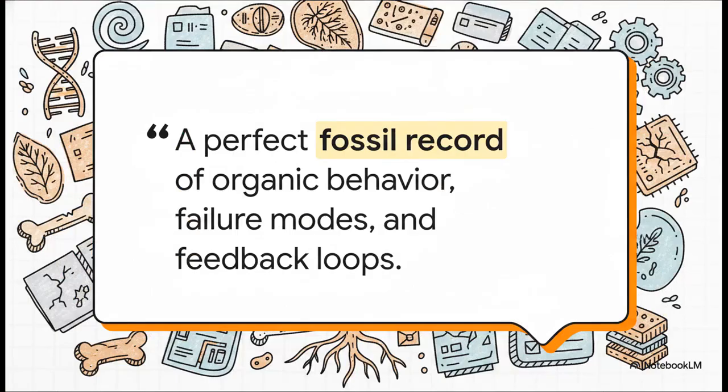Now, usually, we tend to think of archaic system logs or old chat histories as just digital exhaust, right? Like useless byproducts of an active system. But the empirical historian AI completely flips that idea on its head. It actually frames this legacy microdata as a perfect fossil record of organic behavior, failure modes, and feedback loops before modern optimization algorithms altered them.